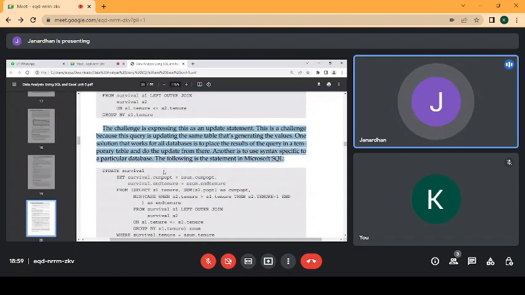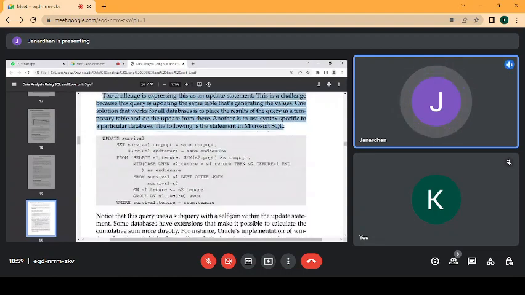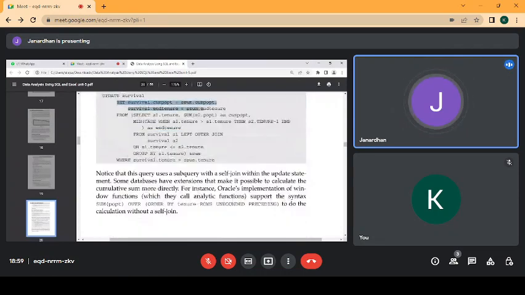Update survival, set survival.CUMPOPT equal to SUMPOP, and end tenure.